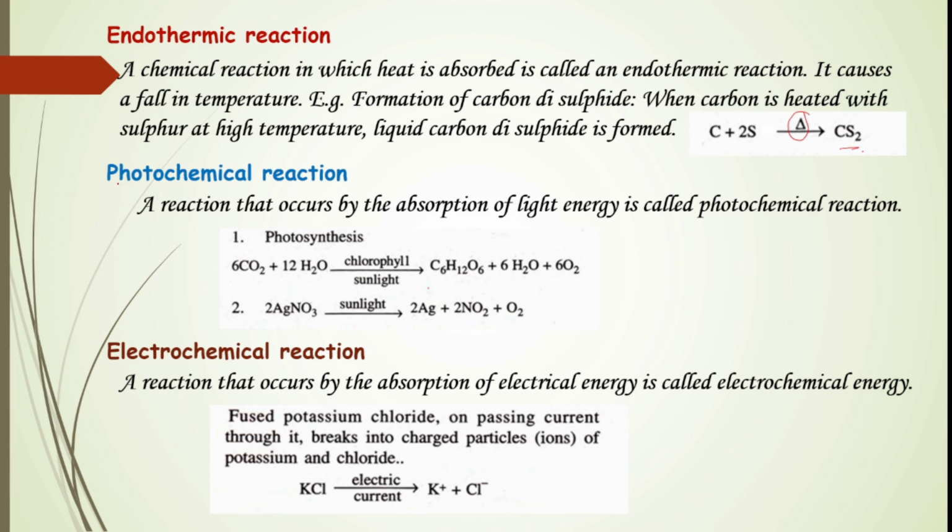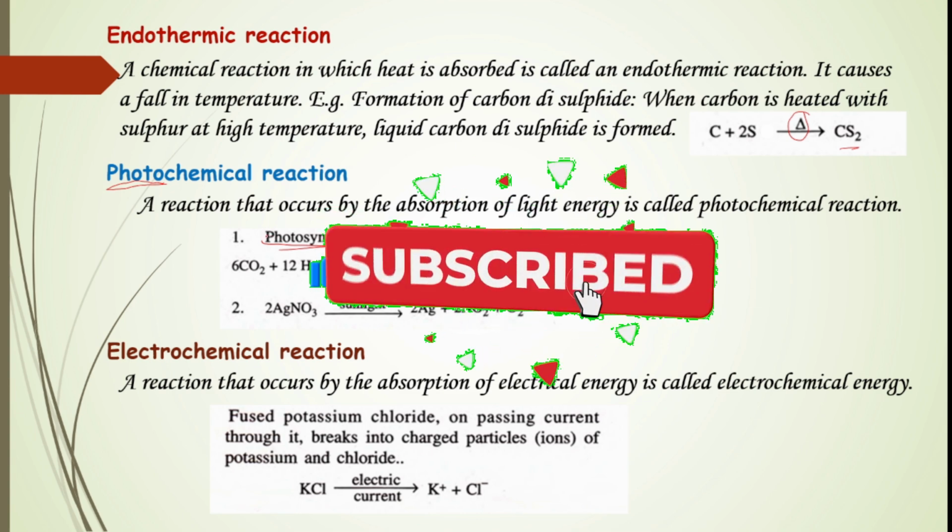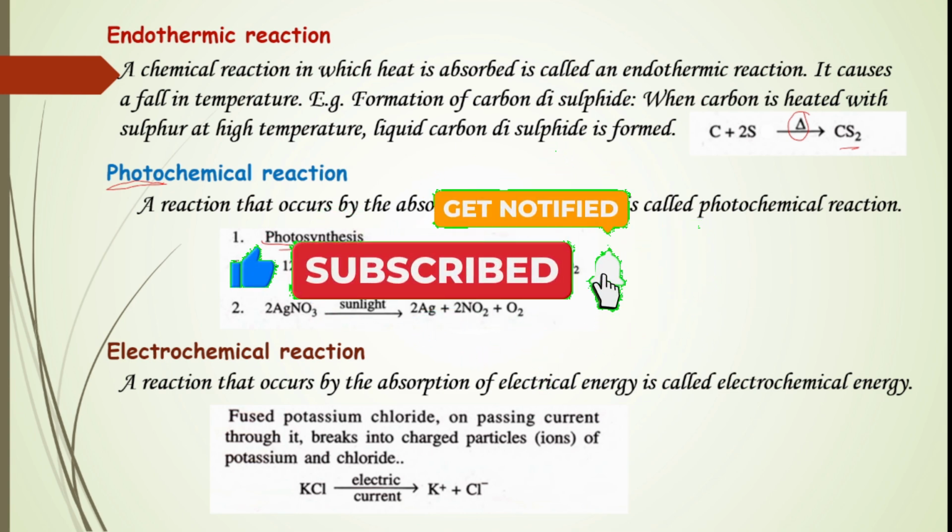Next one is the photochemical reaction. You have studied photosynthesis. Photo is related to light. So a photochemical reaction is a reaction which occurs by the absorption of light energy. For example, plants prepare their food with the help of sunlight, and this photosynthesis requires sunlight. Such a reaction which takes place in the presence of sunlight, by absorption of sunlight or any form of light, is known as a photochemical reaction.